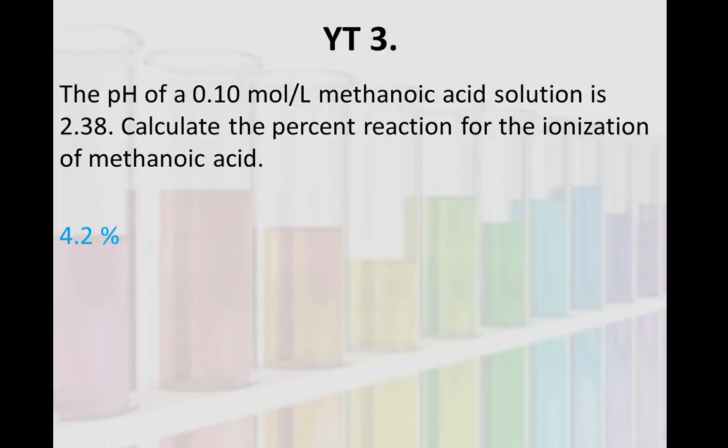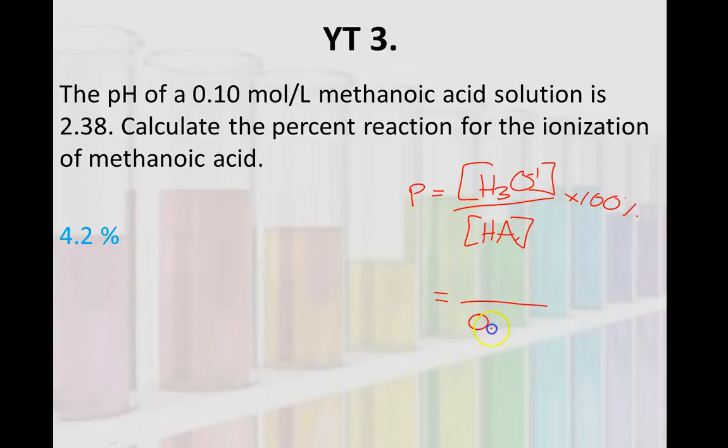Okay, so another question here. The pH of a 0.1 mole per liter methanoic acid solution is 2.8. Calculate the percent ionization. So they are asking me what is the percent ionization. You need to figure out the hydronium ion concentration as well as the original concentration of the acid and times that by 100%. I do have the original concentration of the HA, which is 0.10 moles per liter.